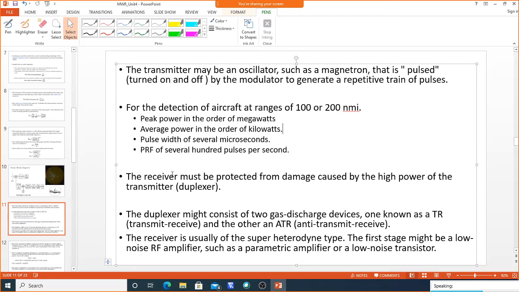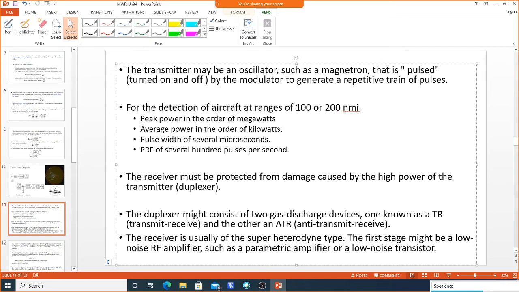The duplexer, as I said, is used for both transmitter and receiver functions, and it also protects the receiver, since the transmitter generates high power. A magnetron generates high power, so the receiver is protected from the high power transmitted by the transmitter by this duplexer. The duplexer consists of a transmit-receive module and an anti-transmit-receive module.